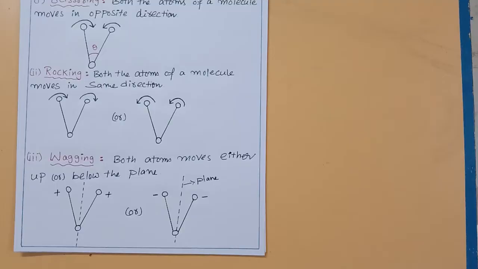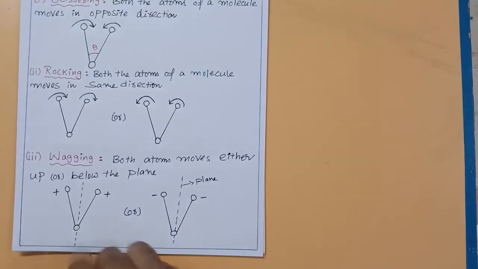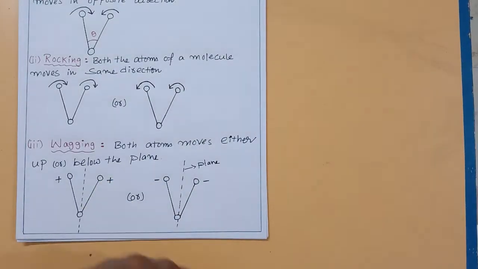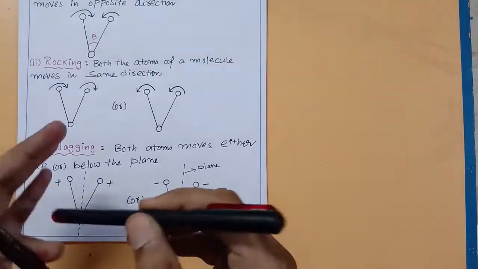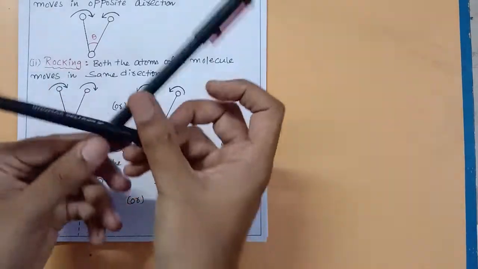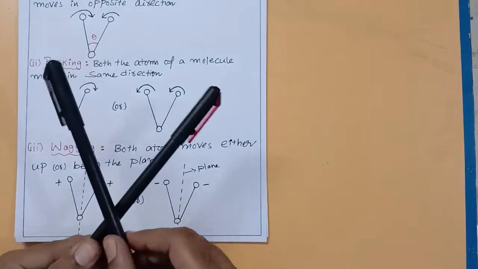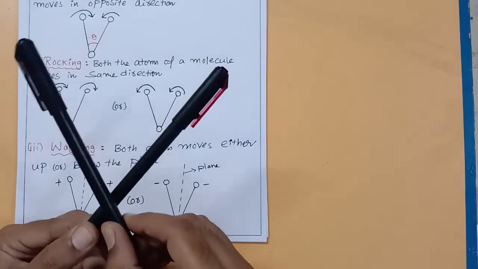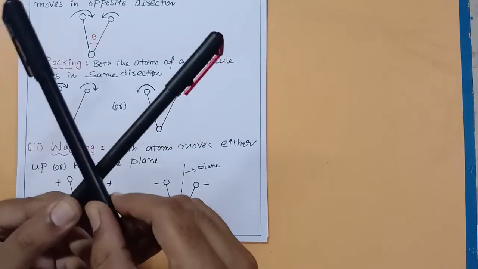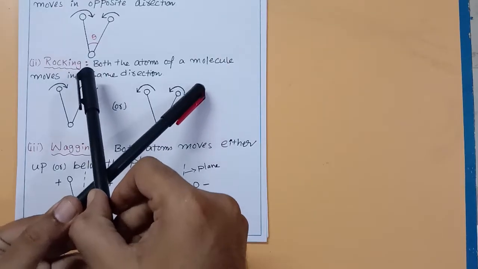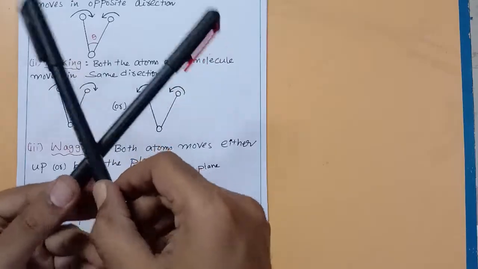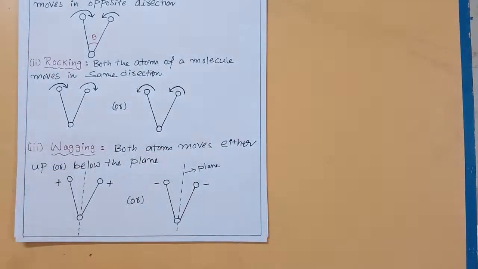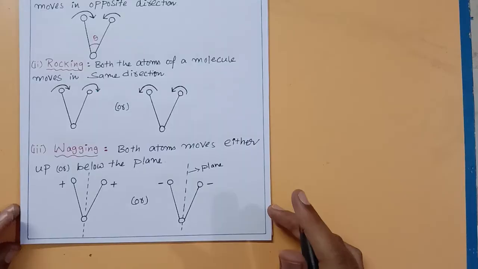Both the atoms move either up or below the plane. So this is the central plane that is passing through the molecule at the center, and both the atoms are going to come near to you or away from you. So here we can represent this like this. So this is wagging vibration. So the wagging will be like this. Okay, so it is coming near to you, or it may go away from you. Okay, so this is minus minus and this is plus plus, plus plus, minus minus, plus plus, minus minus. So that type of vibration is called as wagging vibration.